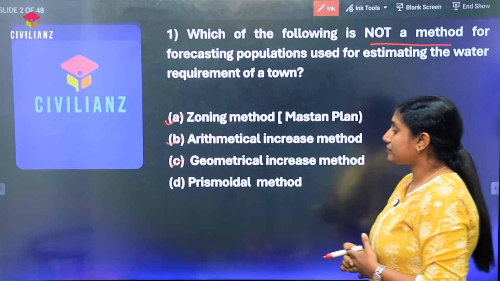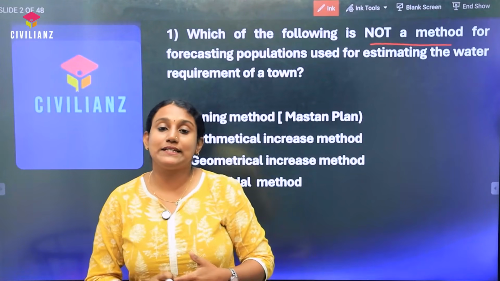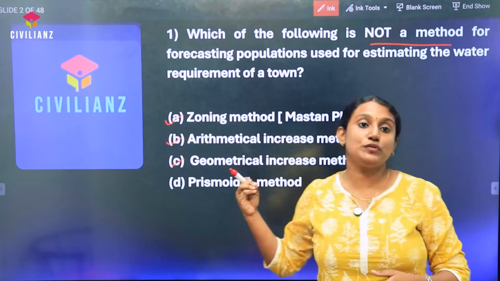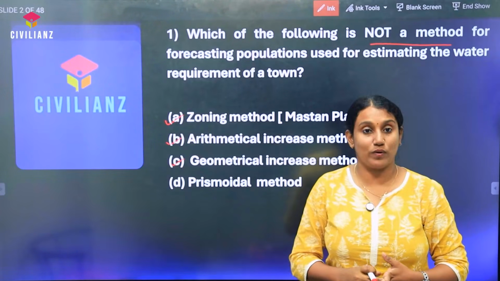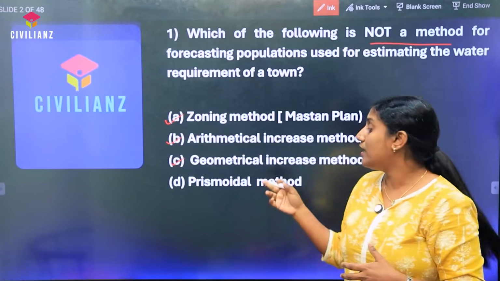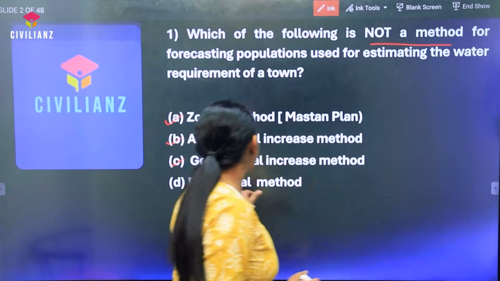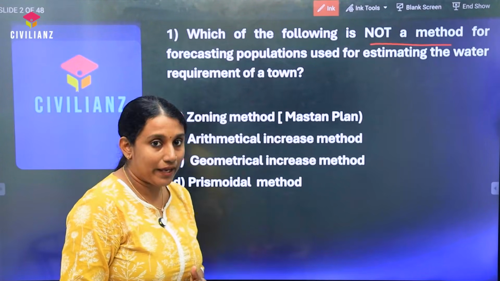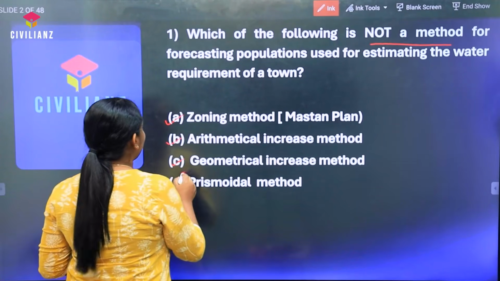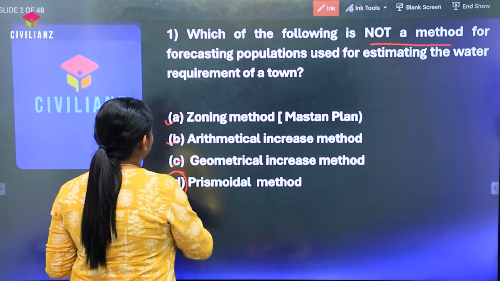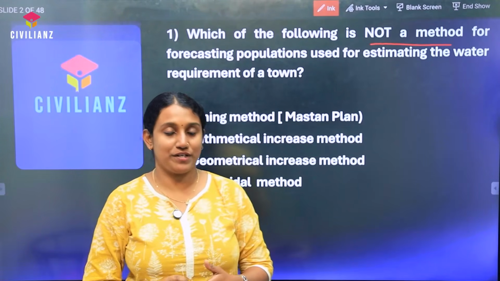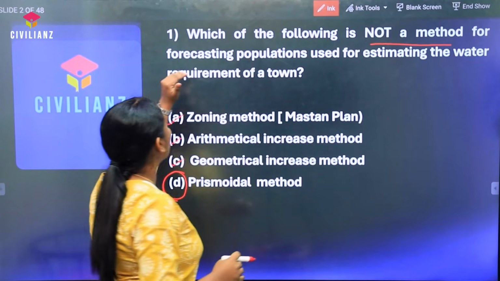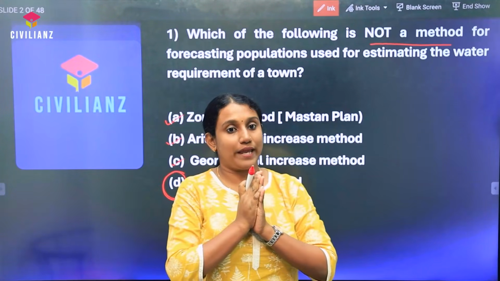So the last one: what is the Prismoidal method? This method is used to calculate the volume of earthwork, which we usually see in surveying. So the Prismoidal method is not a method for population forecasting, and we can select option D. I saw some answers with option D. So option D, the Prismoidal method, is not a method for population forecasting. Okay, is it clear?